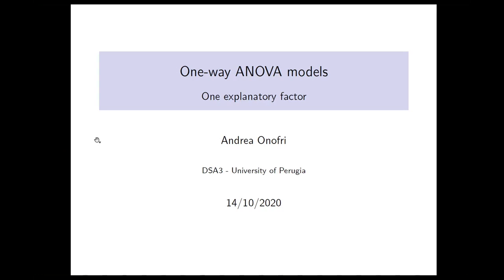Okay, ANOVA. ANOVA stands for Analysis of Variance. That's the contracted form. It was invented in 1935 by Ronald Fisher. To me, it was really a very important invention.